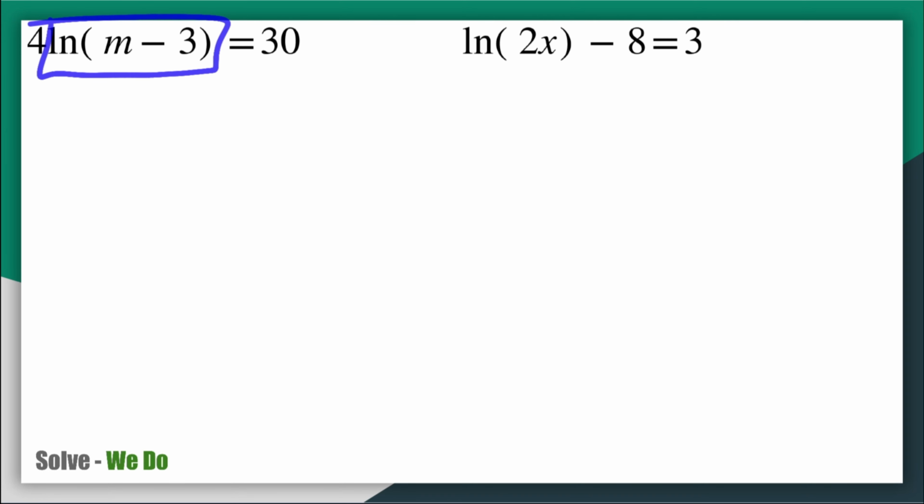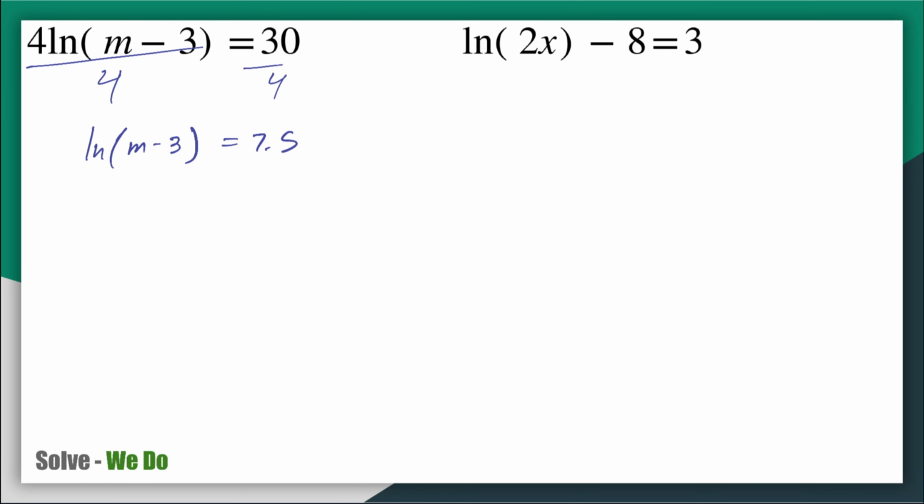But as usual, we isolate our log. So I divide both sides by 4. And I'm going to get the natural log of m minus 3 is equal to 7.5, okay? Now this means I'm going to take the inverse, which is e to the power of x. So I'm going to take both sides and go e to the power of them. So I'm going to go e to the power of ln of m minus 3 and e to the power of 7.5. Now you may be going, huh? But remember, if you have e to the power of log base e of a number, these cancel and this is left. It works just like that other property because you're doing the inverse.